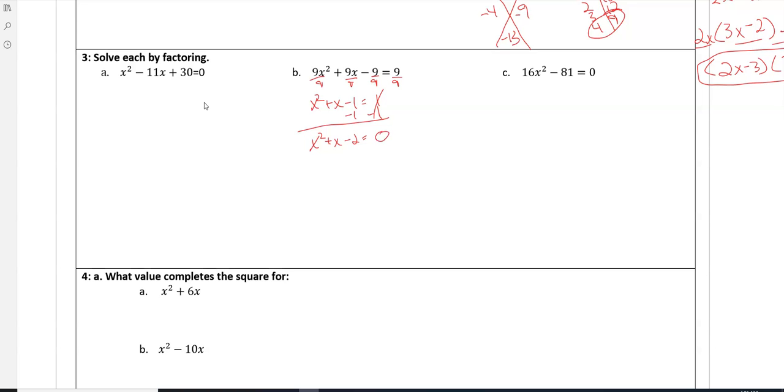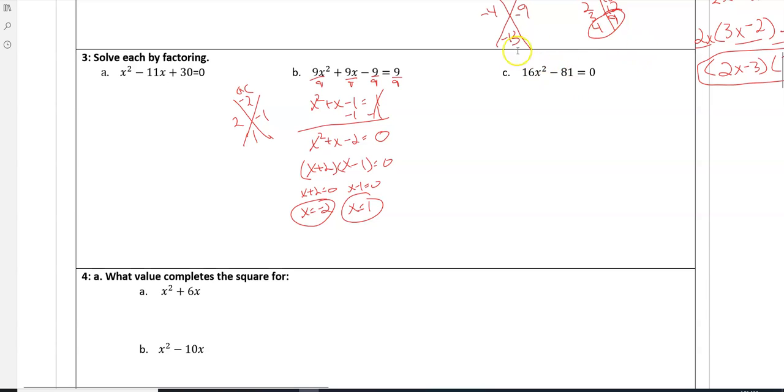So I can do the x method here. What two numbers multiply and give me -2, and they add and give me 1? So it'd be 2 times 1, right? Which one needs to be negative? The 1. So 2 minus 1 is 1, and 2 times -1 is -2. So it'll be x plus 2, x minus 1 equals 0. So my two answers are x plus 2 equals 0, x minus 1 equals 0. So x equals -2, and x equals +1 would be my answers for that one.